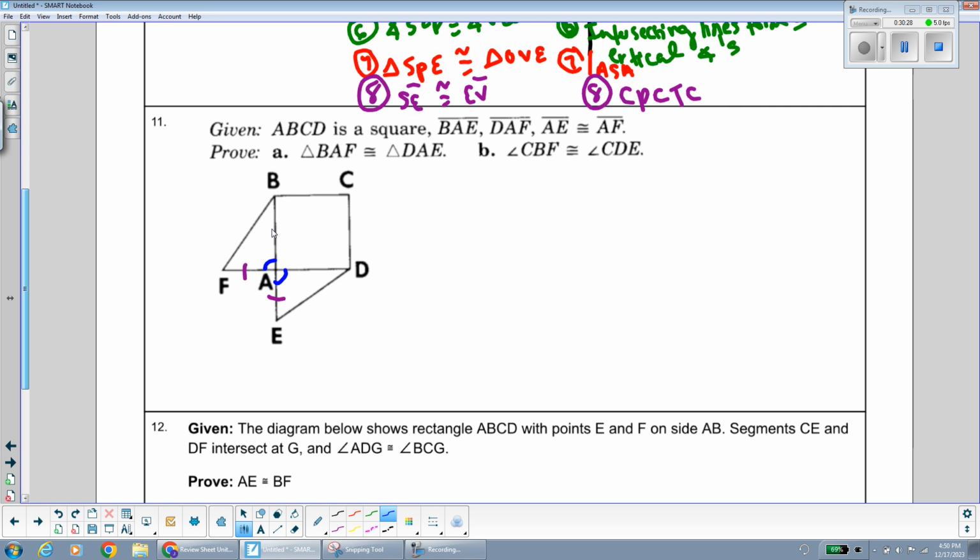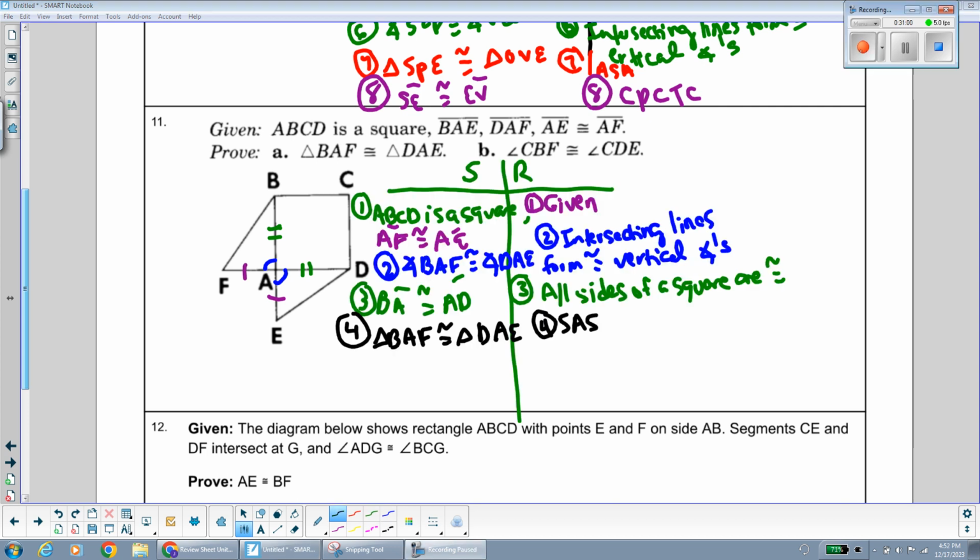So aside from the given sides, I also see that there are vertical angles here. We have that letter X formed by the intersecting line, so we do have congruent vertical angles. And since we have a square, it does have the rhombus property that all sides are equal to each other. So I do know that sides BA and AD are congruent to each other because all sides of the square are congruent. And that gives me that triangle BAF is congruent to triangle DAE by SAS. I'm going to pause the video and write this part up so far, and then we will move on to part B.